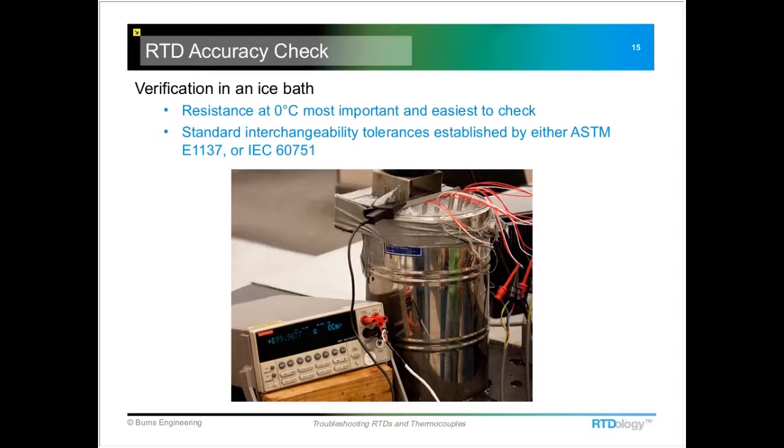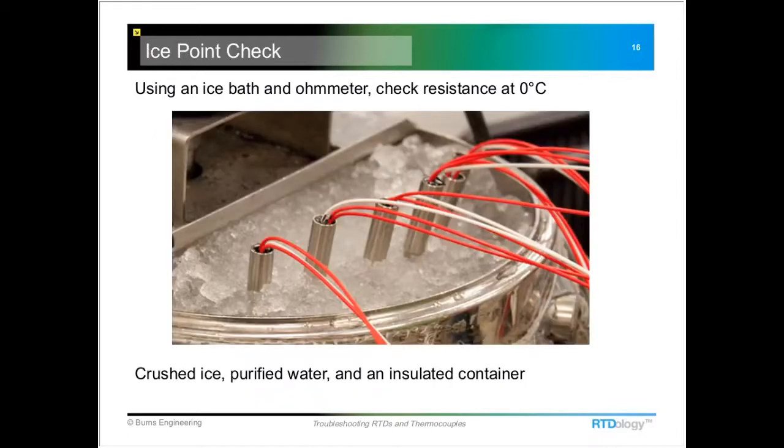This can be a real accurate test. We just make up an ice bath with some crushed ice made with distilled water or purified water. Contaminants in the ice are going to change that freezing point slightly, so that's why we use purified water. Have it crushed, put it in an insulated container, and then pour in just enough water to fill in all the little gaps in between the chunks of ice, and poke the probes into it.